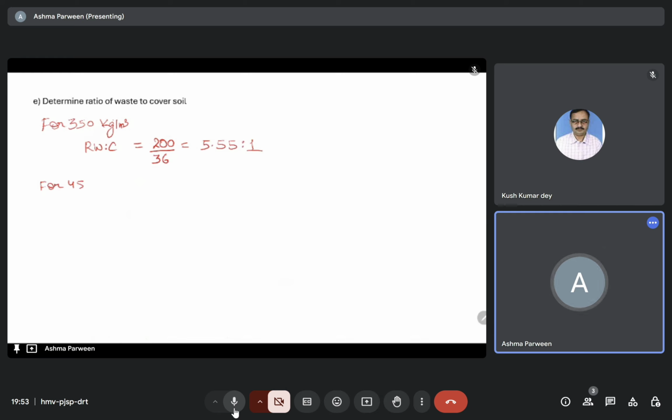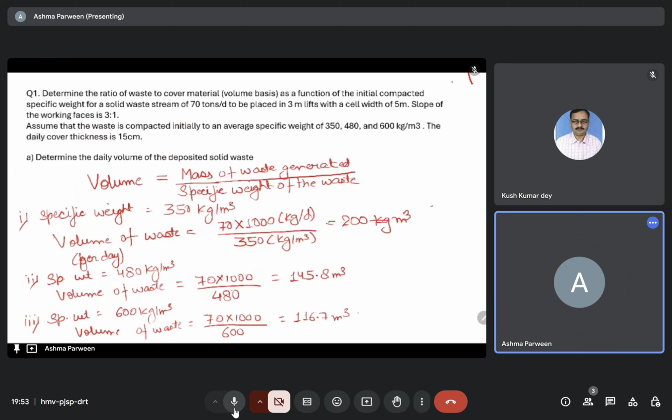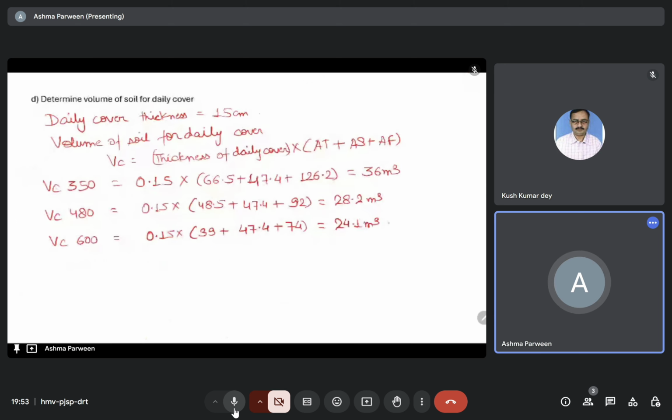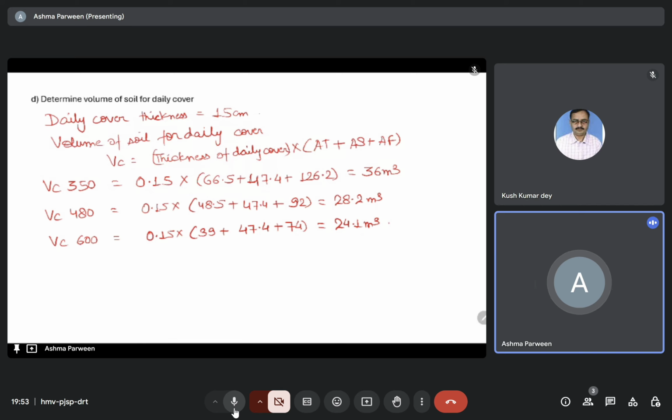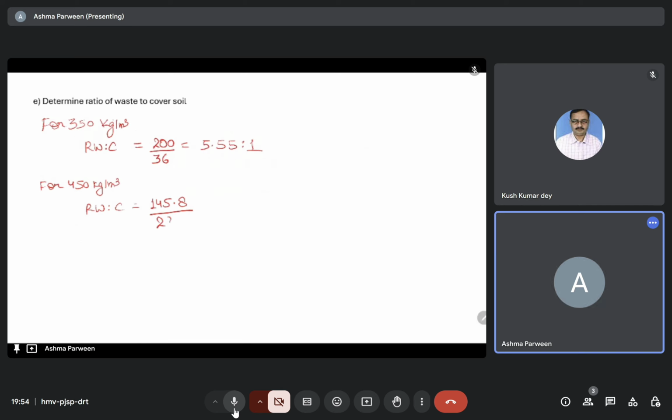So for 450 kg per meter cube, the volume of waste generated was 145.8 meter cube divided by the volume of soil was 28.2. Five point 5.17 is to 1.